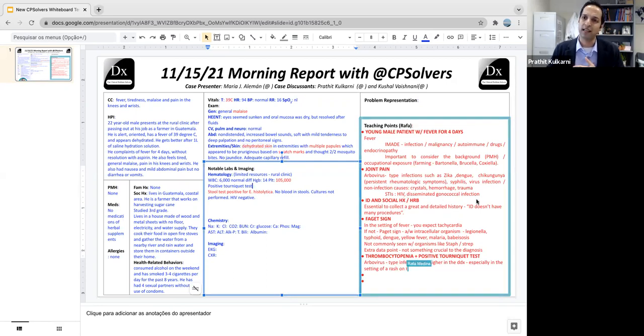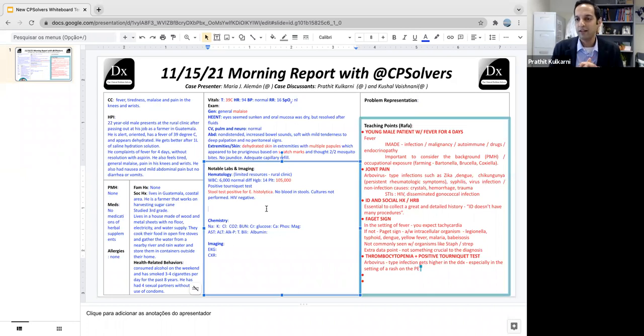I would approach it by working up other things. And if nothing came out and the patient's still sick or getting worse, okay, then maybe I need to go back to the beginning and rethink the case. I also haven't heard of Cocci being associated with a positive tourniquet test, but there may be some case report out there that I don't know of.